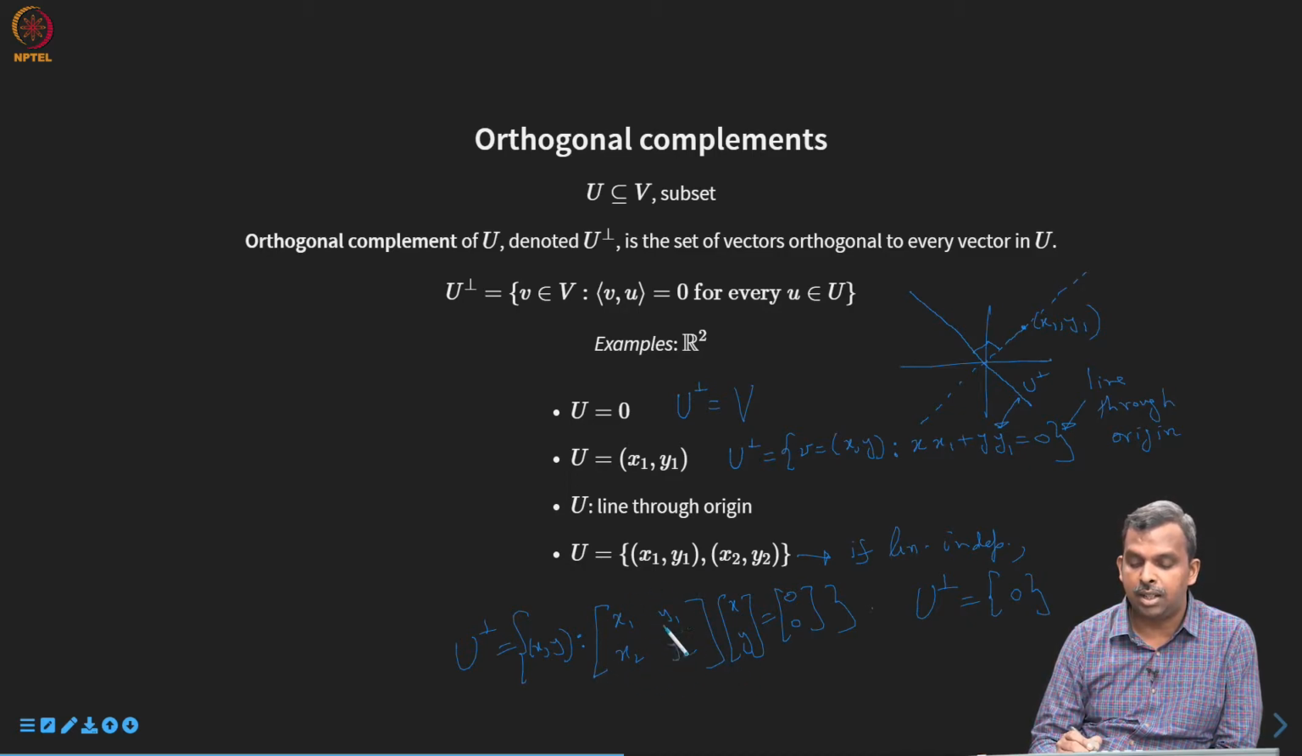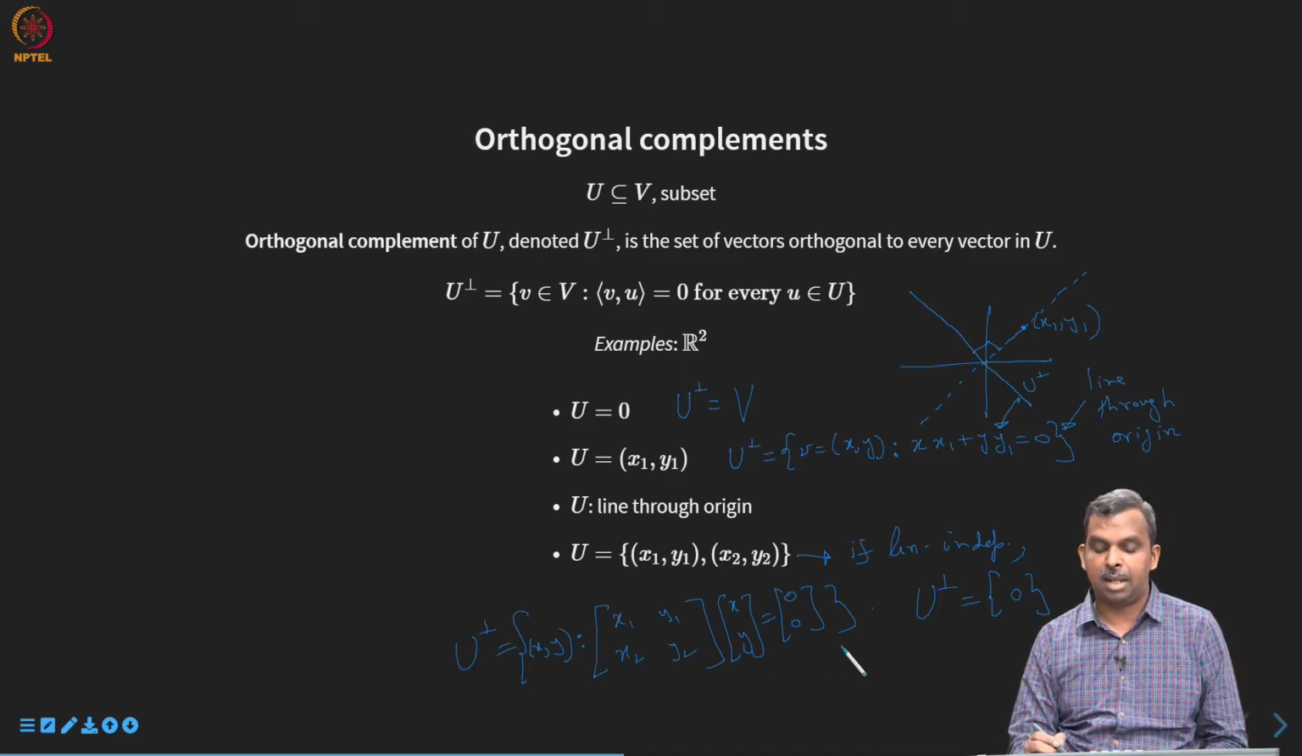Now, everything depends on the rank of x1, y1, x2, y2. If this is linearly dependent, then you can have a line. If this is all 0, then you will have the whole V. If it is linearly independent, then U perp will be 0. There is no non-zero xy which will be in the U perp. Okay. So, you see lots of interesting connections are getting established between equations and subspaces and orthogonal complements. Already it is beginning to look interesting.